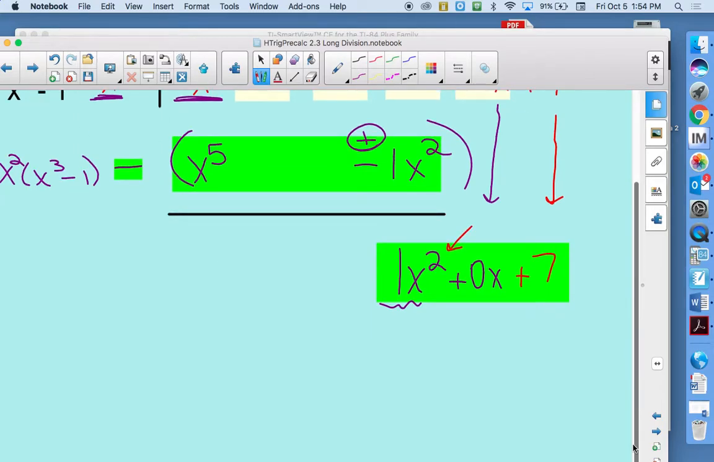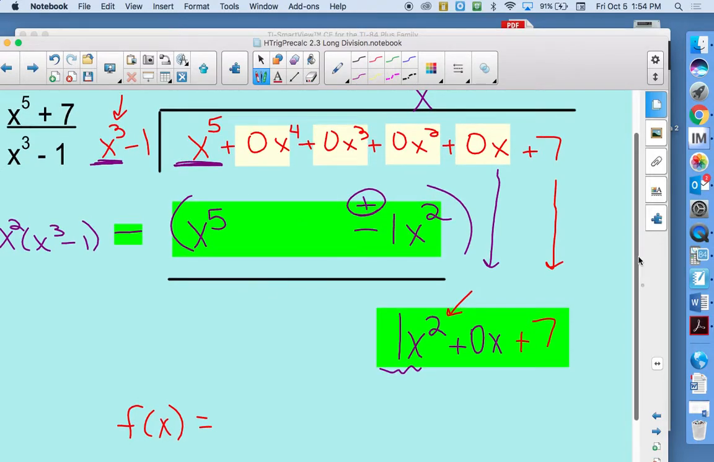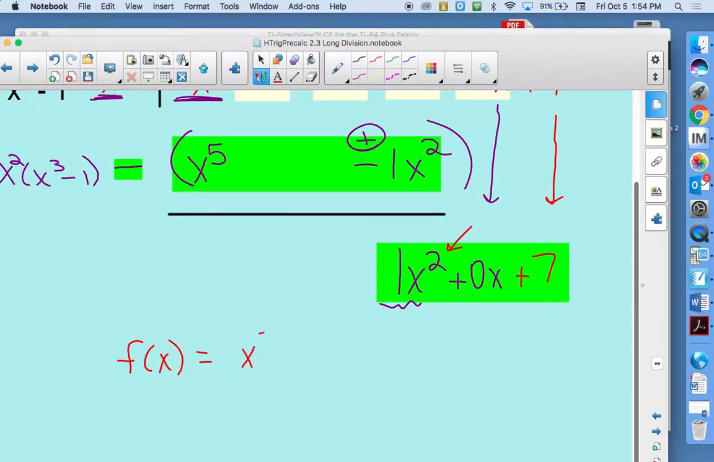So this answer would be, what do we have up top there? X squared. I'm going to write that in front just because it's a single term. And then x cubed minus 1. And then the remainder was x squared plus 7. So I flip-flopped the 2 here, just so that the x squared could go in front.